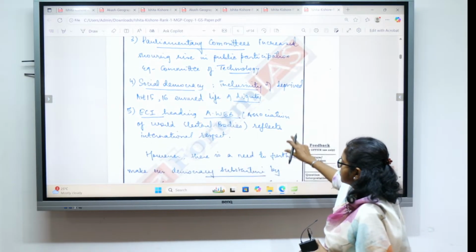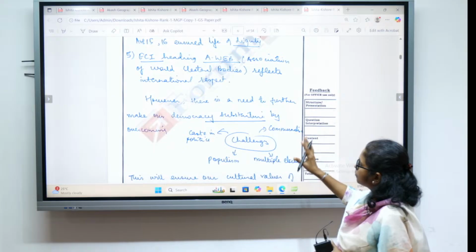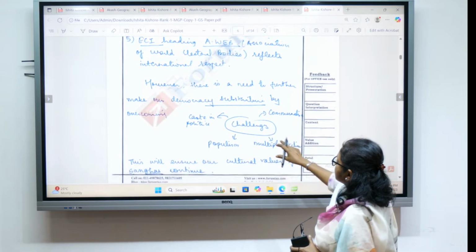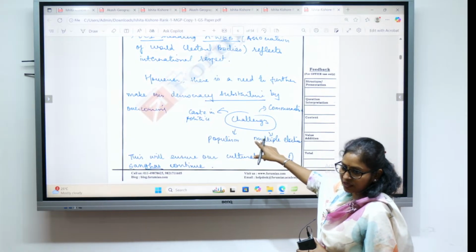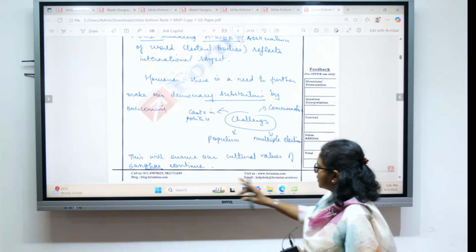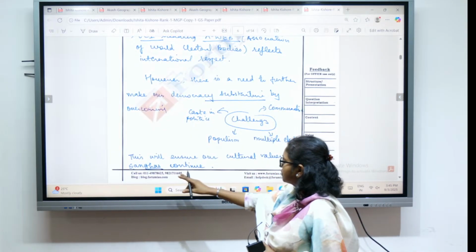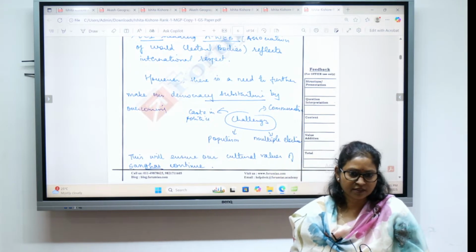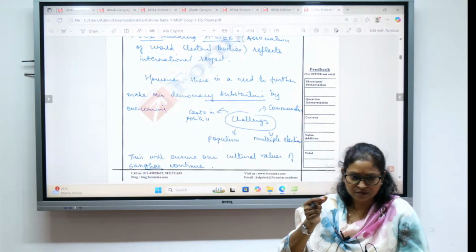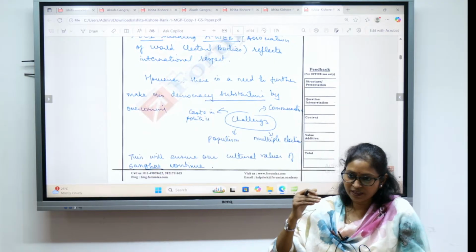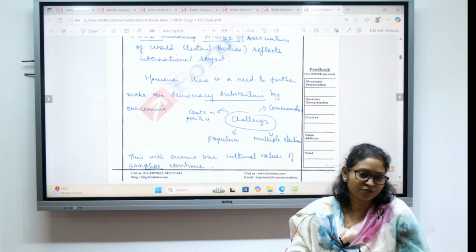Then conclusion. However, there is need to further make our democracy substantive by overcoming these challenges. There are certain challenges she has done in a picture format, and this will ensure our cultural values of Sanghas continue. Togetherness, democracy. She has used one Sangha. Innovation, isn't it? So look at her answer. That is why she got All India rank 1.